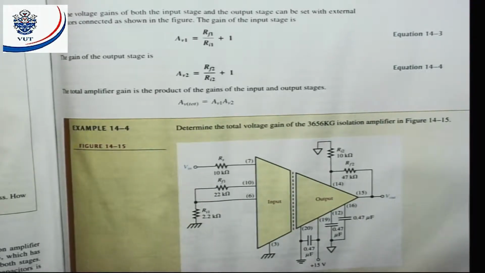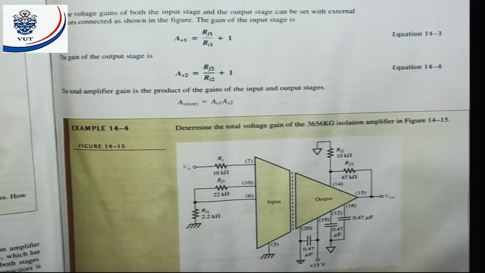They say the voltage gain of both input stage and output stage can be set with external resistors connected as shown in the figure. The gain of the input stage, AV1, is RF1 divided by Rin1 plus 1. For the output stage, AV2 is RF2 divided by Rin2 plus 1. My total gain will be AV1 times AV2. All right.